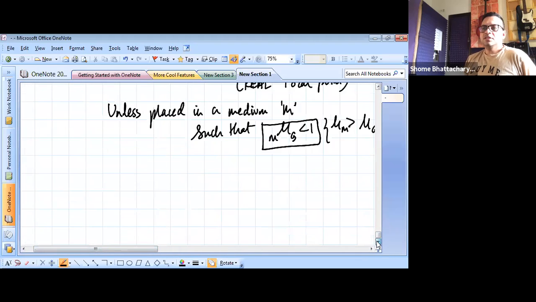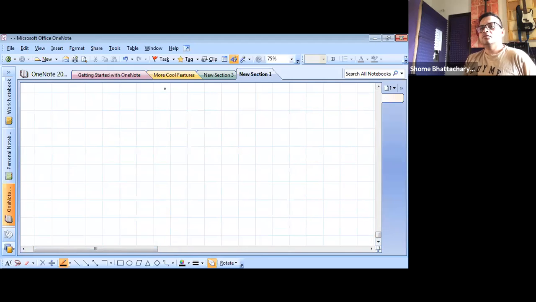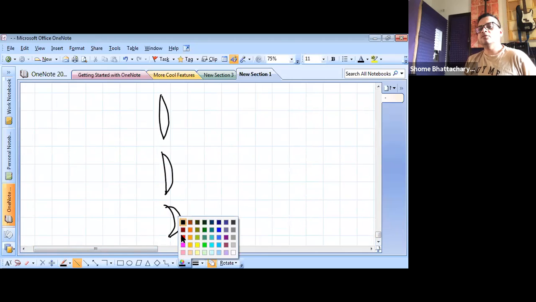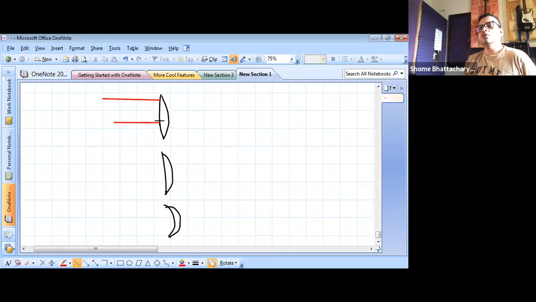So that means that whether we have this type of lens or this type of lens or this type of lens, always rays of light coming from infinity will converge to a real focal point. This can be in all three. Now let's do some analysis for this for various types of situations.